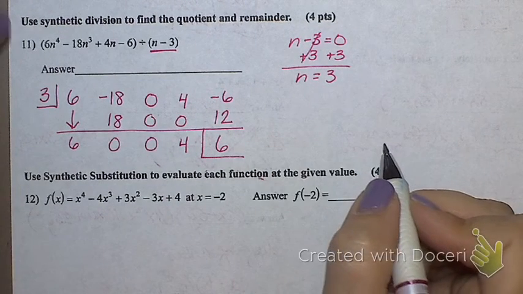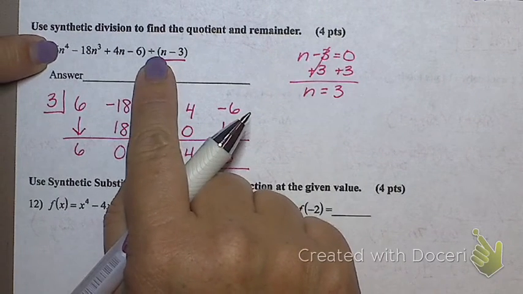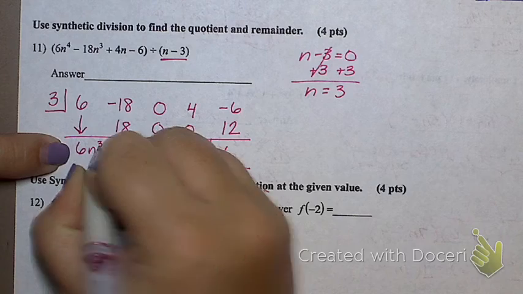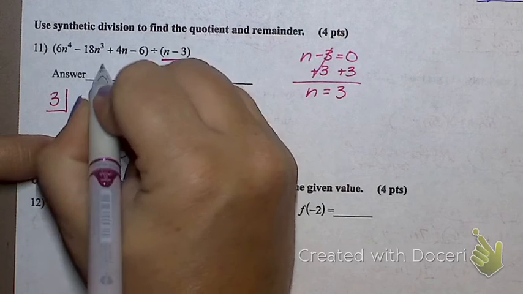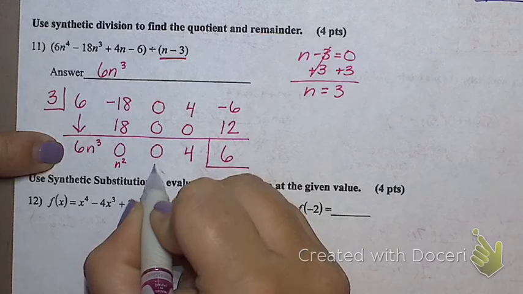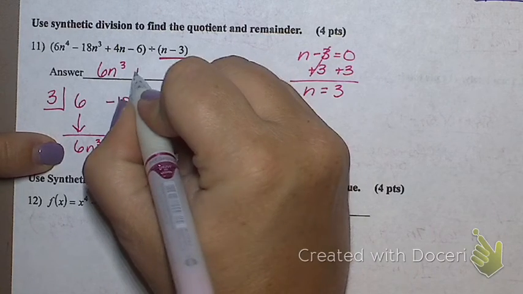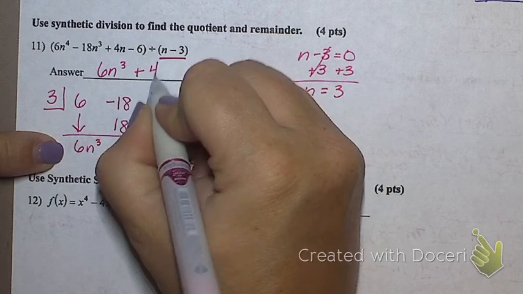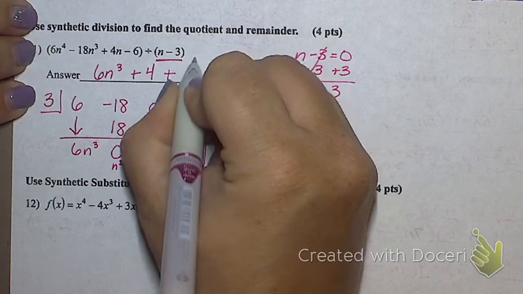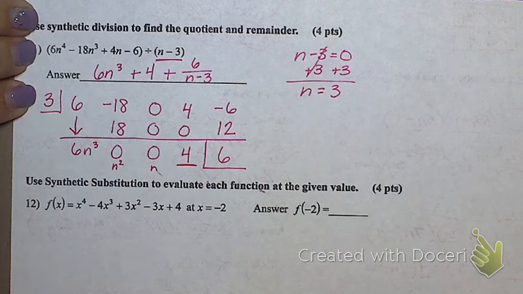So let's see. I had 6 n to the 4th. I divided by an n. That's going to leave me with n to the 3rd for that term. So I have 6 n to the 3rd. This would be my n to the 2nd term. That would be my n to the 1st term. That's my constant. So I just have 6 n to the 3rd plus 4. And then my remainder, I'm going to write plus 6 over n minus 3. Make sense?